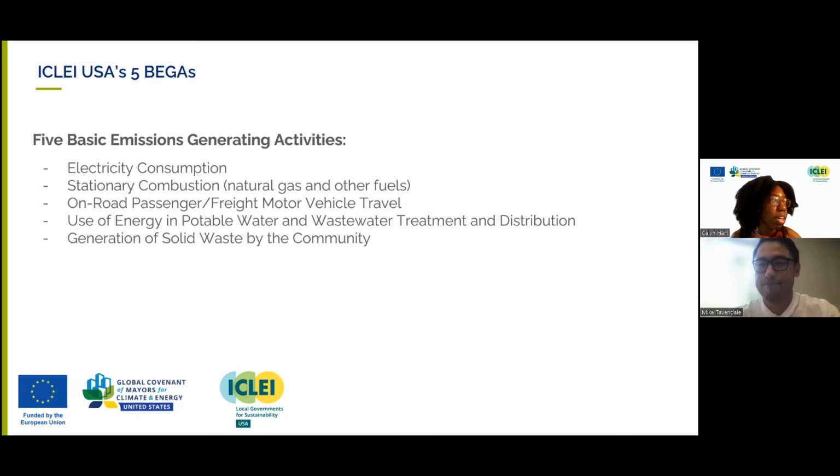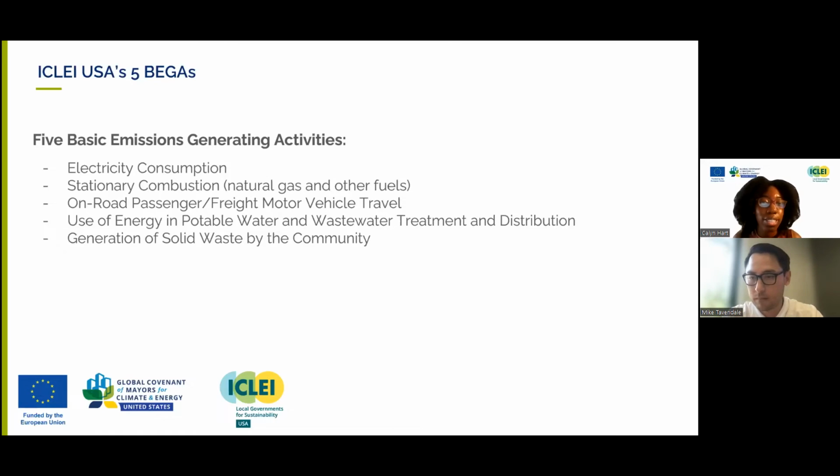And lastly, I just wanted to go over ICLEI USA's 5 BEGAs, or 5 basic emission generating activities. These are essentially what we would consider the most important sectors to ensure that you have emissions data for. That's electricity consumption, so electricity usage, stationary combustion, that's natural gas usage, on-road travel, and then the use of energy in your potable water and wastewater treatment, and then generation of solid waste.